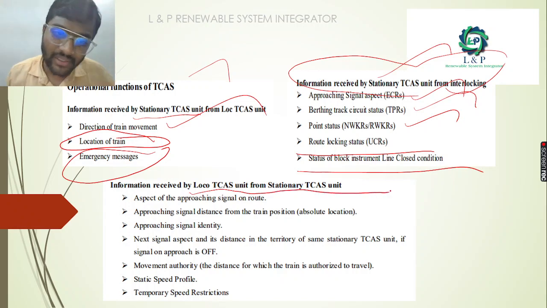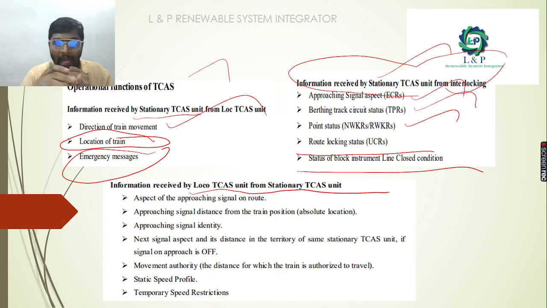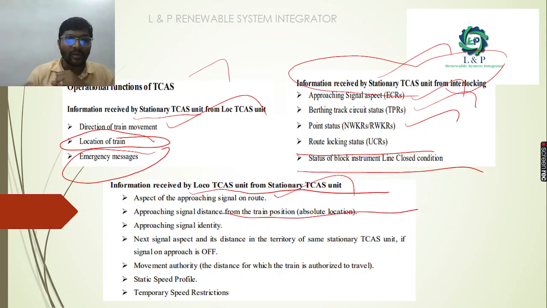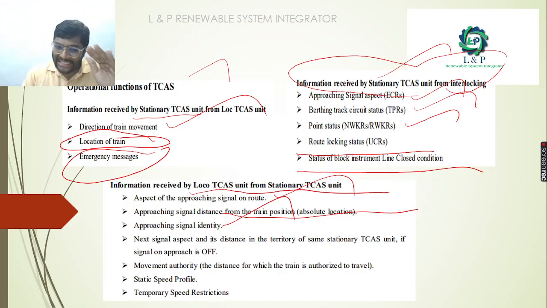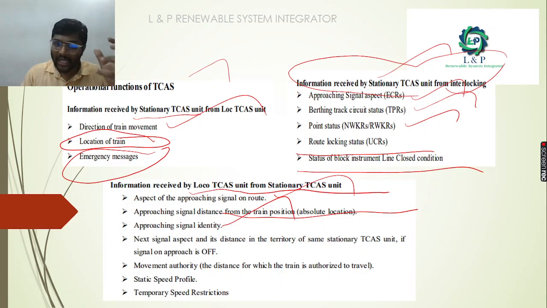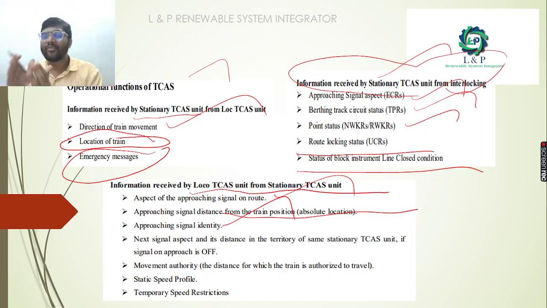What are the information that we will receive? So we will receive the approaching signal on the route, and we will also receive the distance from the train's position exactly, using the absolute block system. We will get the signal distance, the signal identity, and most importantly the next signal aspect, and in what territory it is, whether it is in the same stationary territory or in some other territory. And most importantly whether the signal is on or not, and we will also know the movement authority, the distance for which the train is authorized to travel. So movement authority is very much important.